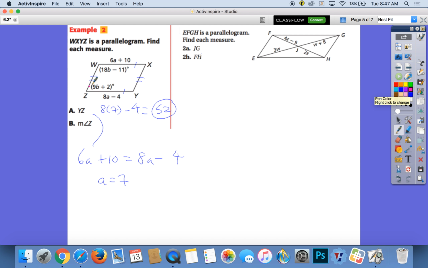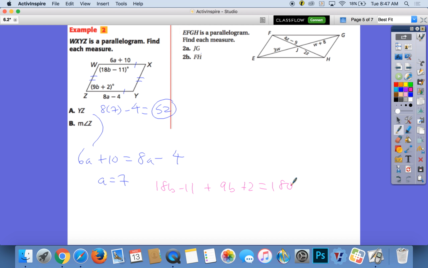So nothing crazy, again, we're just using those properties. Alright guys, now I want to find the measure of angle Z. So I know that these two guys add up to be what? 180 degrees. So I'm going to come off to the side here, and I know that 18B minus 11, angle W, plus angle Z, 9B plus 2, again, add up to be 180 degrees.